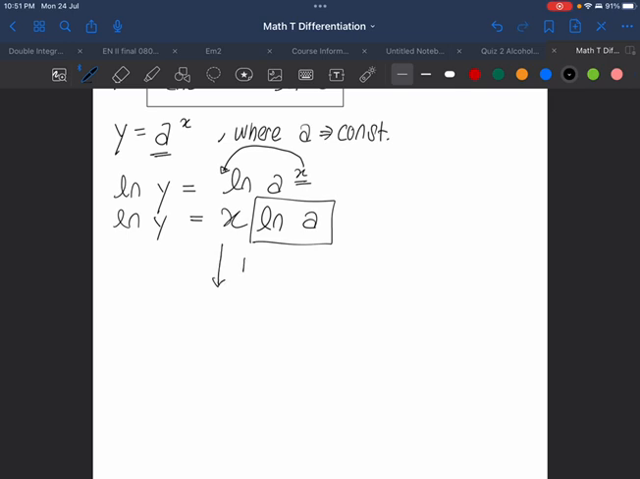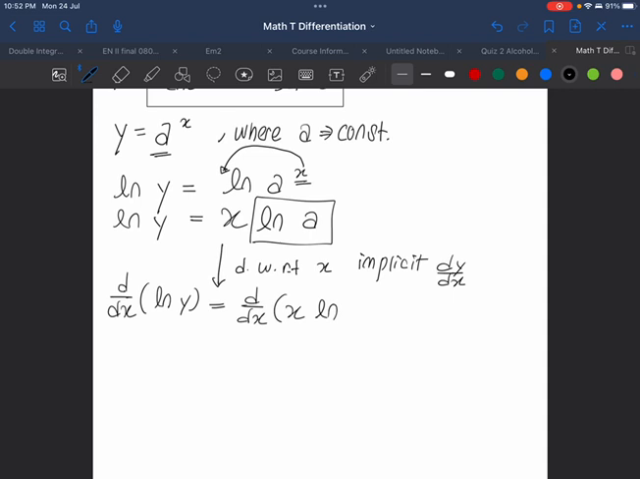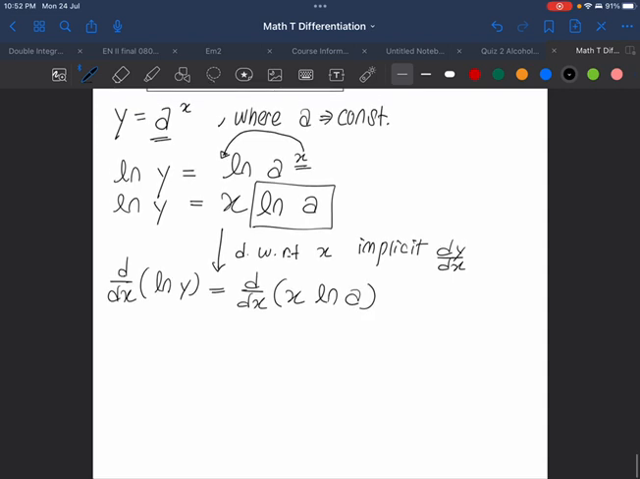So now we differentiate both sides with respect to x. That means we are doing the implicit differentiation. So we differentiate each term with d dx. So we get d dx ln y equals d dx x ln a. So now we know that ln y, how we differentiate ln y, as I just taught already, we can just change the d dx to d dy ln y, but we need to multiply by the dy dx. And here d dx, we copy back x ln a.